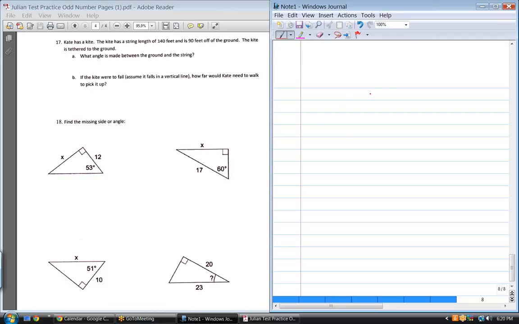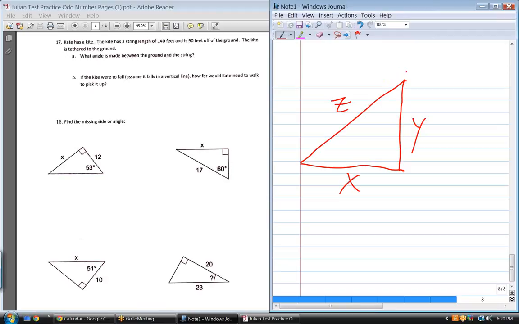Alright, so tell me what my picture is. What should those be labeled? I'll call them X, Y, and Z. Tell me what they are for this word problem. It says the string length is 140 feet, and it's 90 feet off the ground. So what is 90? Which variable?